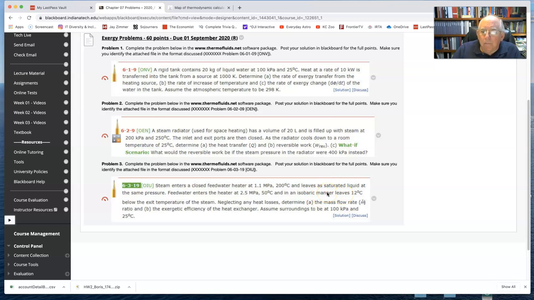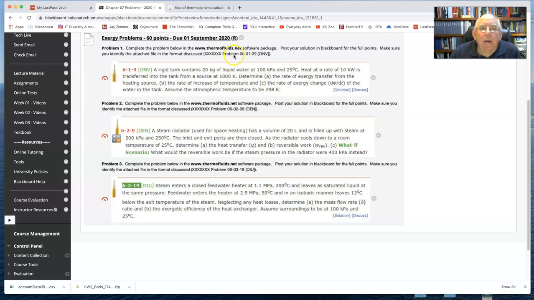And it's an isobaric process such that the temperature rises until it gets to 12 degrees below the temperature of the steam. So as the steam goes through and leaves as a saturated liquid, there is a temperature associated with that. And so this final temperature is 12 degrees Celsius below that.